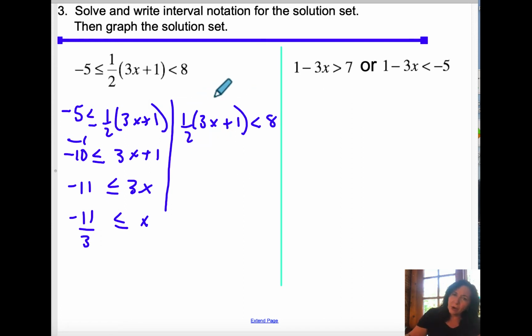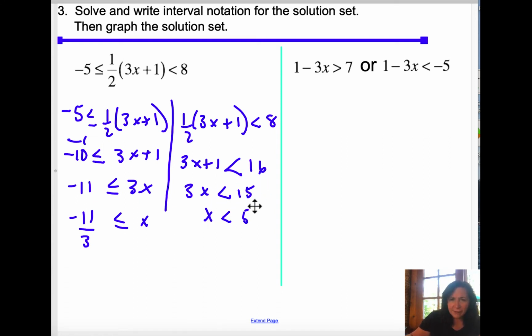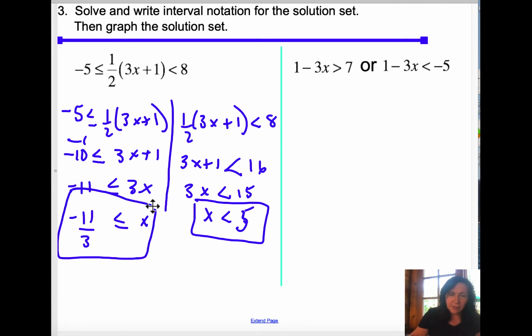For this problem here, also, I'm going to multiply by 2. And I'm going to get 3x plus 1 is less than 16. I'm going to subtract 1. I get 3x is less than 15. And then x is less than 5. So I have two equations. And I'm going to box up my answers right here. So x is less than 5. And x is greater than -11 thirds.